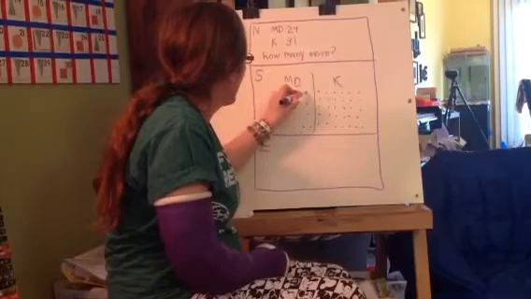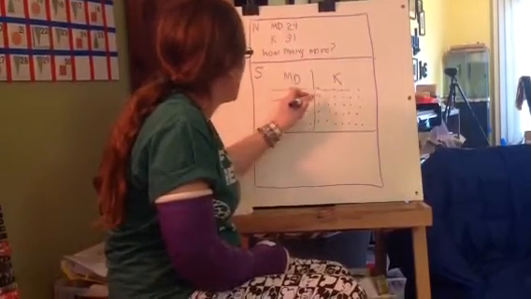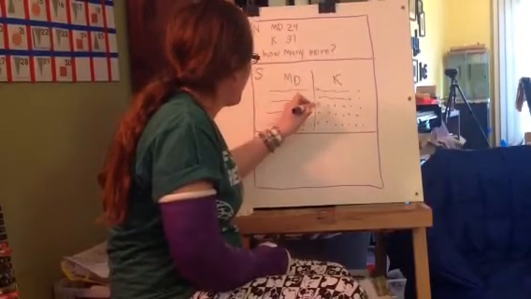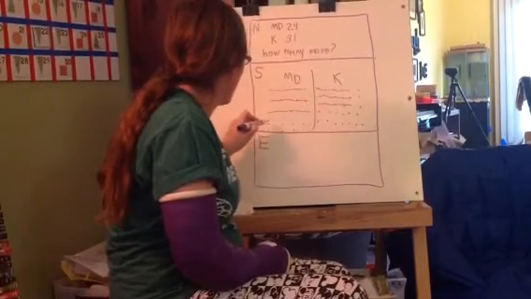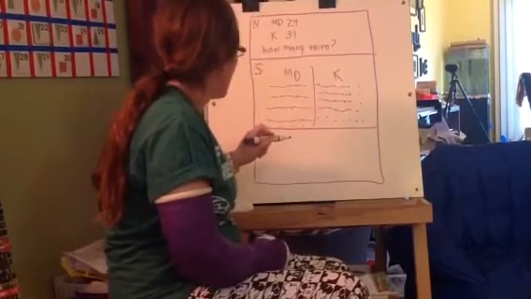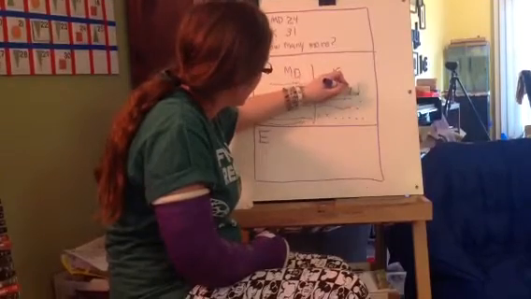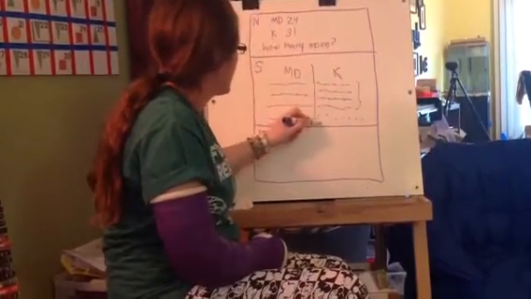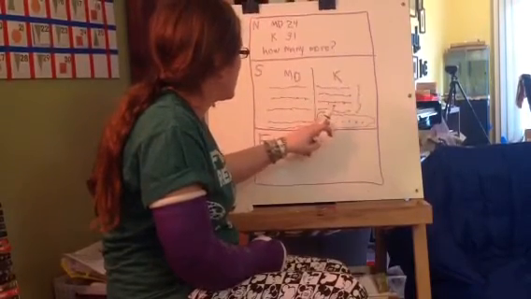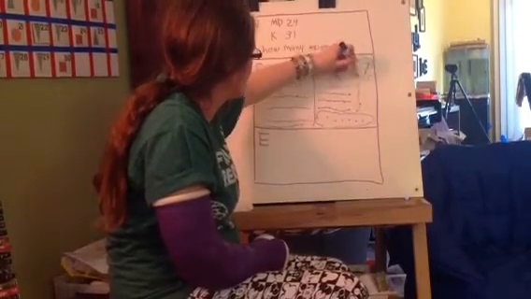Miss Drass has 5. Kennedy has 5. Miss Drass has 4. Kennedy has 4. Crossing out each matching group. So Kennedy has more, but how many more does she have? Kennedy has 1, 2, 3, 4, 5, 6, 7 more than Miss Drass.